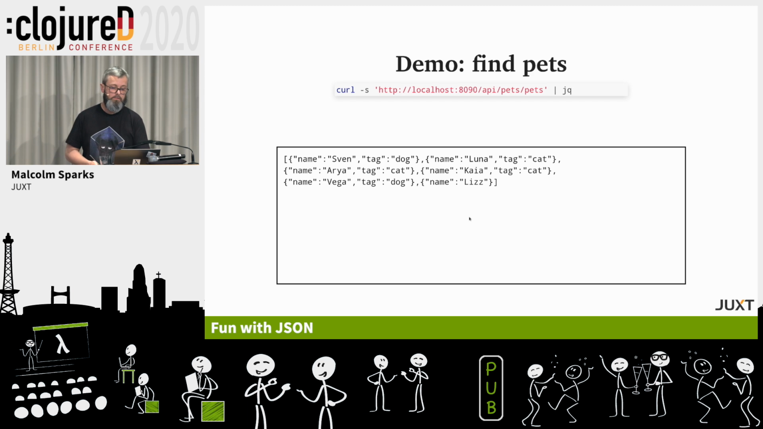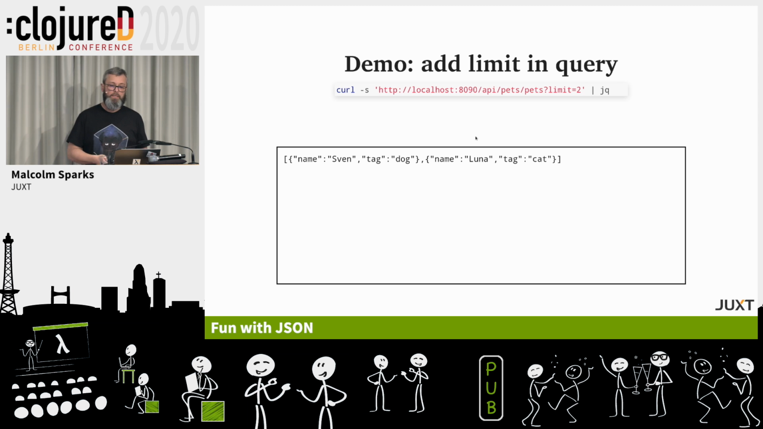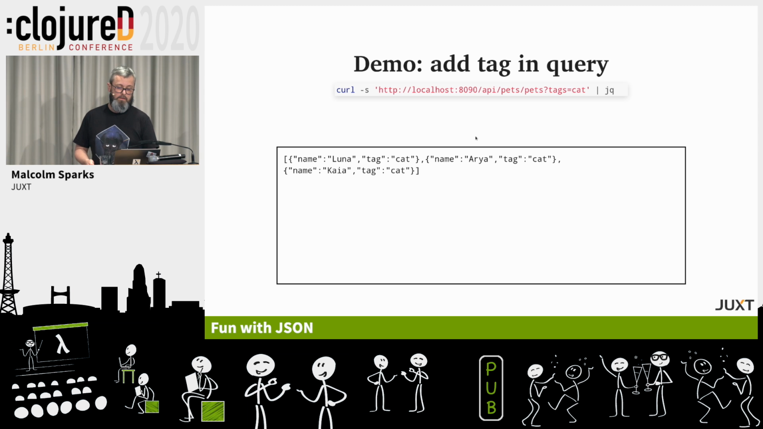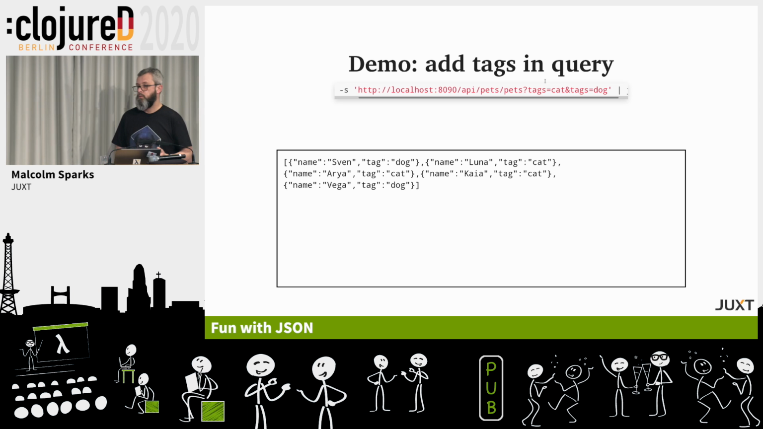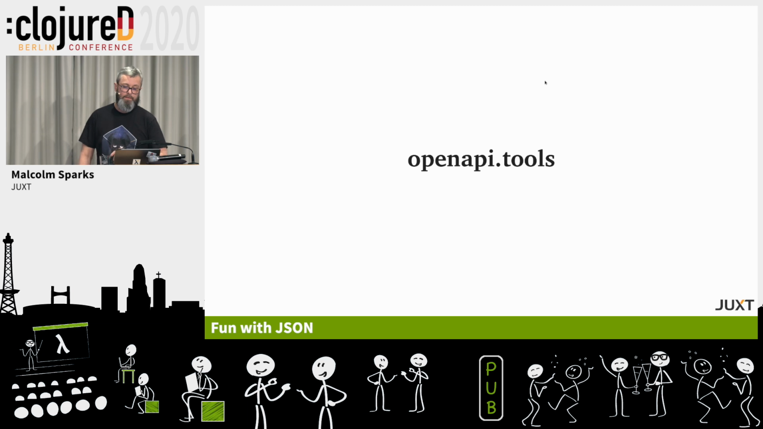All of this is automatic because I've specified it in the contract. So here are some demos. This is find pets. This is adding a limit, so I'm only getting 2 pets here. This is just going to get all of the cats, and this is going to get the cats and the dogs. And notice here we're specifying 2 query parameters, because by default, that's what happens. They get merged into an array. So there's a lot of value in that.